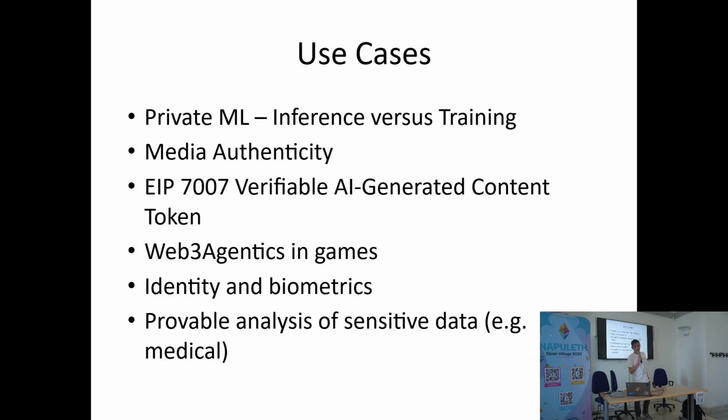Other things, media authenticity. Recently, since large language models, etc., came out, we have the ability to create fakes. We have the ability to create fake images. We can certainly generate text easily. We can generate audio, fake audio as well. So what is useful about zkML is that we can use that to try to prove the origin of media.